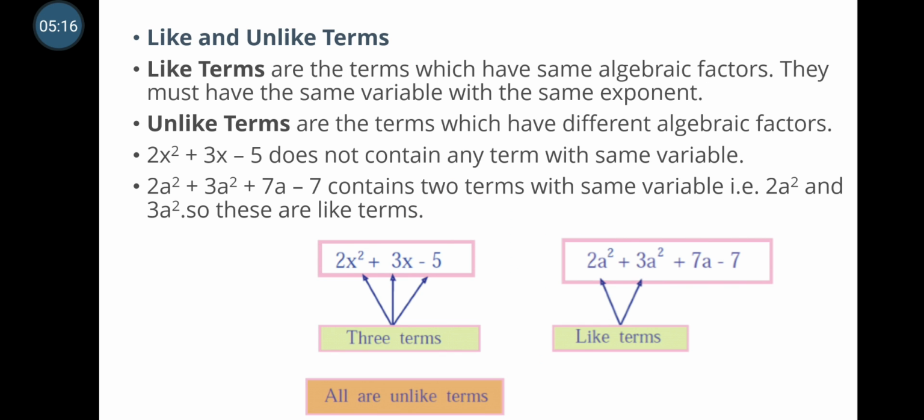Then like and unlike terms. Like terms are terms which have the same algebraic factors. They must have the same variables with the same exponent. This is very, very important. Like terms should have the same variable with the same exponent.